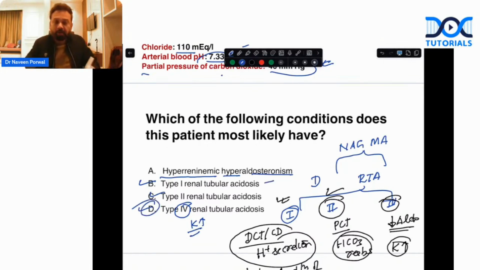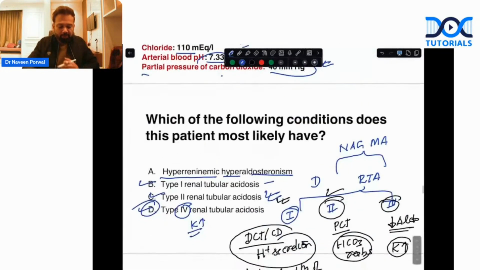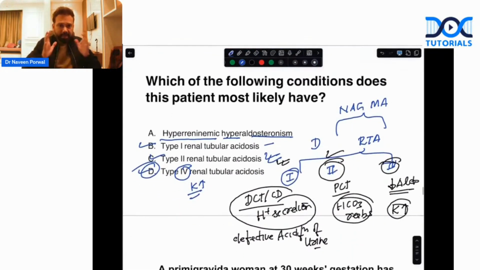RTA1 is due to no acidification or defective acidification of urine. In RTA2, the problem is with bicarbonate absorption. So the only RTA where the problem is in the kidney and hyperkalemia is there is RTA4. So you can see what is correlated with the question. In the exam, you are not supposed to write about what RTA1, 2, 4 are, but at least you must know RTA4 hyperkalemia, RTA1 collecting tubule defect.